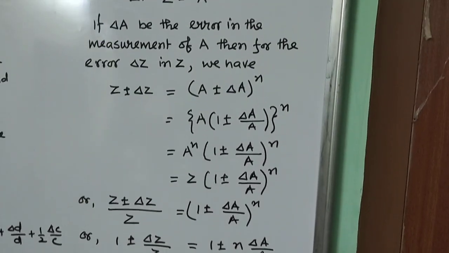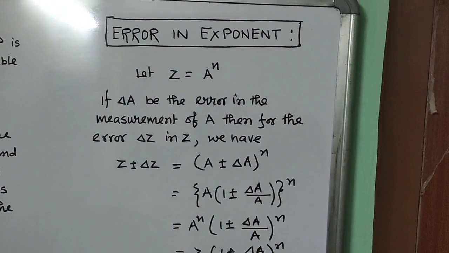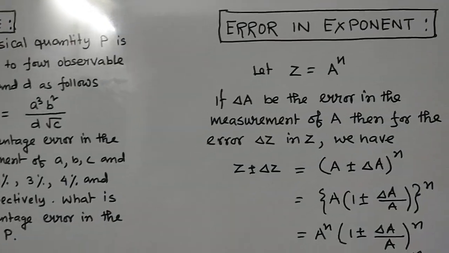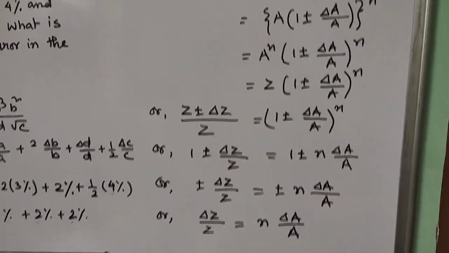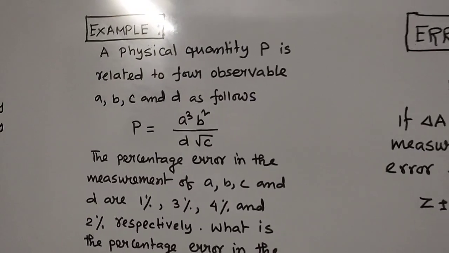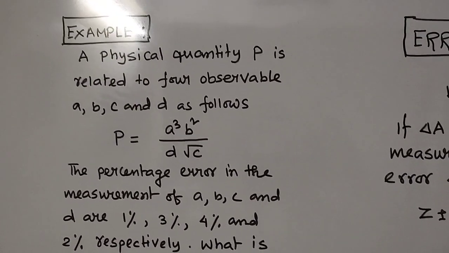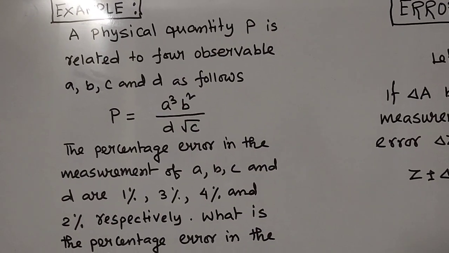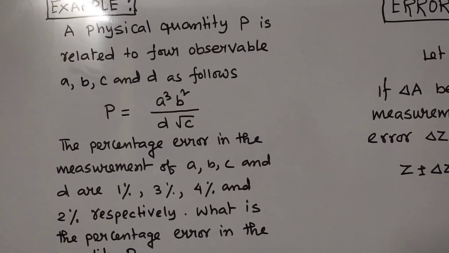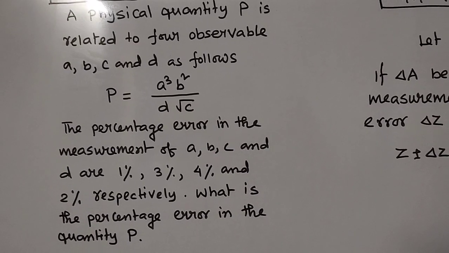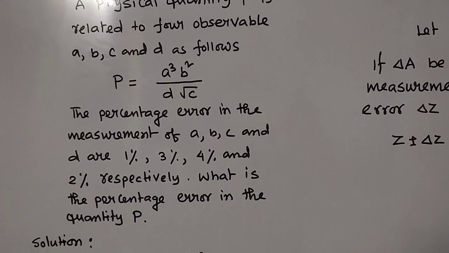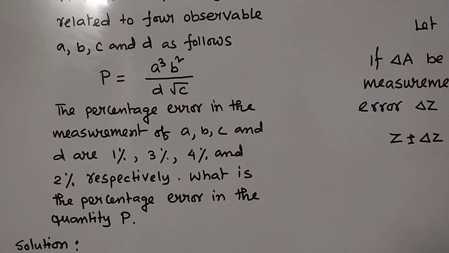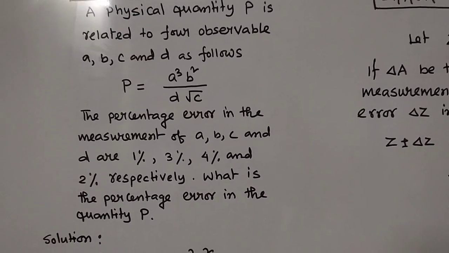Now this is all about your error part, combination of error part. So please check out the previous class if you are absent. Now what we'll do, we'll try to implement this formula in one numerical, and the numerical is like this. A physical quantity P is related to 4 observables, small a, small b, small c, and small d as follows. So the expression is like this: a cube b square by root c d, and the percentage errors in the measurement of a, b, c, d are given as 1%, 3%, 4%, and 2% respectively. What is the percentage error in the quantity P?